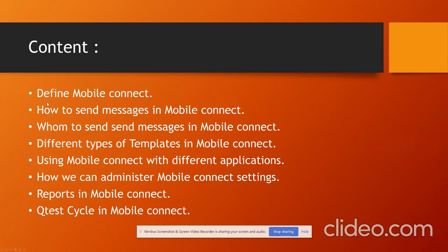Today I will be discussing some of the components of Mobile Connect, like what is Mobile Connect, how to send messages in Mobile Connect, whom to send messages to, different types of templates in Mobile Connect, using Mobile Connect with different applications, how we can administer Mobile Connect settings, what reports in Mobile Connect are and how we can use them, and lastly, the Qtest cycle in Mobile Connect, where we perform our regression test suite related to Mobile Connect or any other applications in the Salesforce Marketing Cloud.